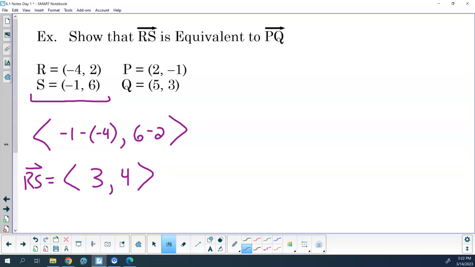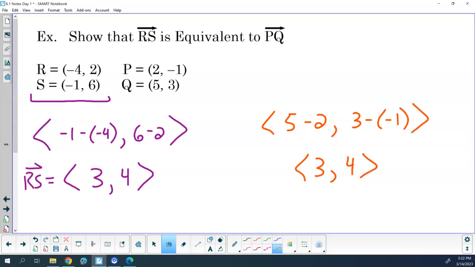PQ, so we would have Q minus P, so we would have 5 minus 2, and 3 minus -1. 5 minus 2 is 3. 3 minus -1 is 4. So this is vector PQ. They are the same. So we have just shown that they're equivalent because the component form of their vectors is the same. If their component form is not the same, then they are not equivalent vectors. They may be equal in magnitude, but they wouldn't have the exact same direction.